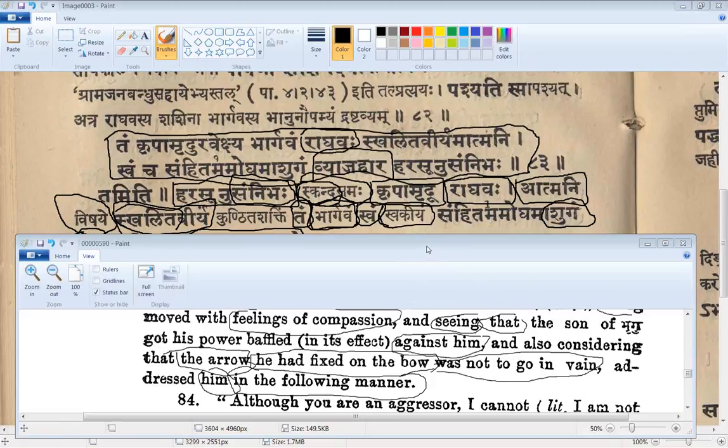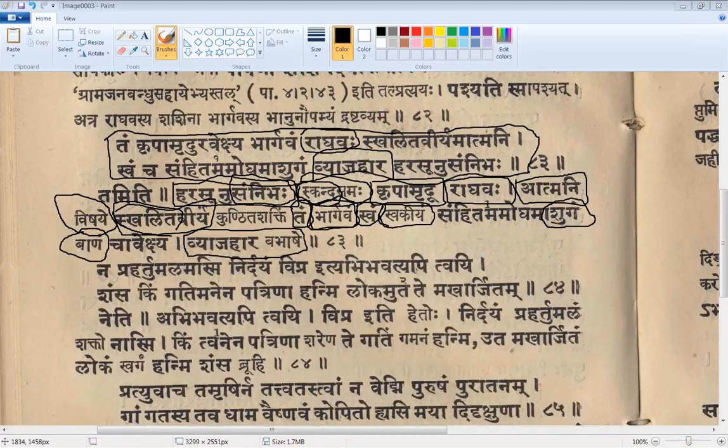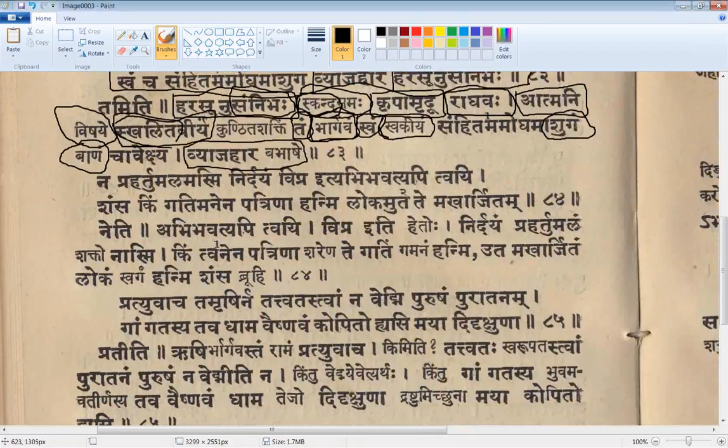Well, not much time left, but let me give some homework maybe for next time. Also kind of straightforward. Sutram shlokaha, which is here. Na prahartum alam asmi nirdayam vipra ityabhi bhavatyapi tvayi. Shamsa kim gatim anena patrina hanmi uta lokam te makhajitam.